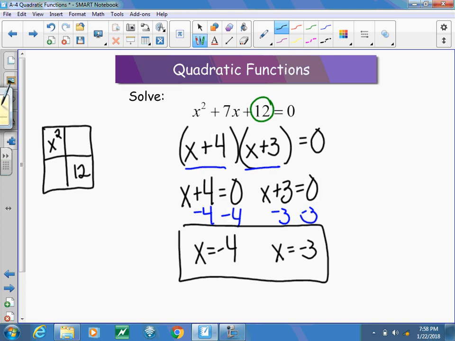Same thing with negative 3. Negative 3 plus 4 is positive 1. Negative 3 plus 3 is 0. 1 times 0 is 0. So both of those are solutions. So you definitely could factor those out.